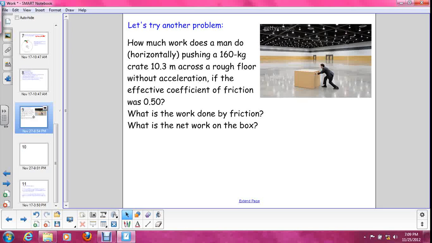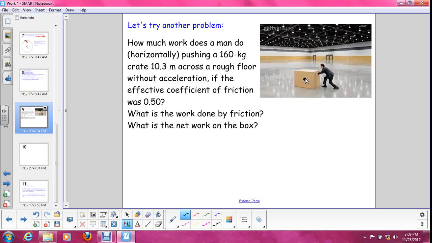How much work does a man do horizontally, pushing a 160 kilogram crate 10.3 meters across a rough floor without acceleration, if the effective coefficient of friction was 0.5? What is the work done by friction, and what is the net work on the box? Well, the very first step, remember from the last page, is to draw a free body diagram.